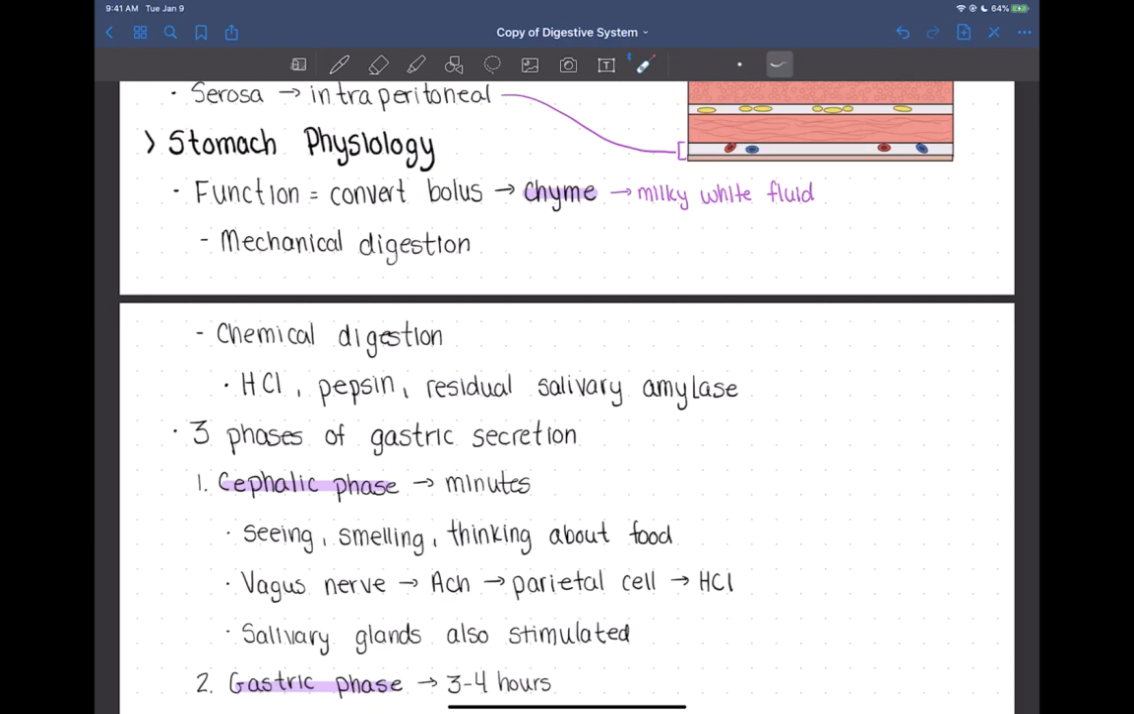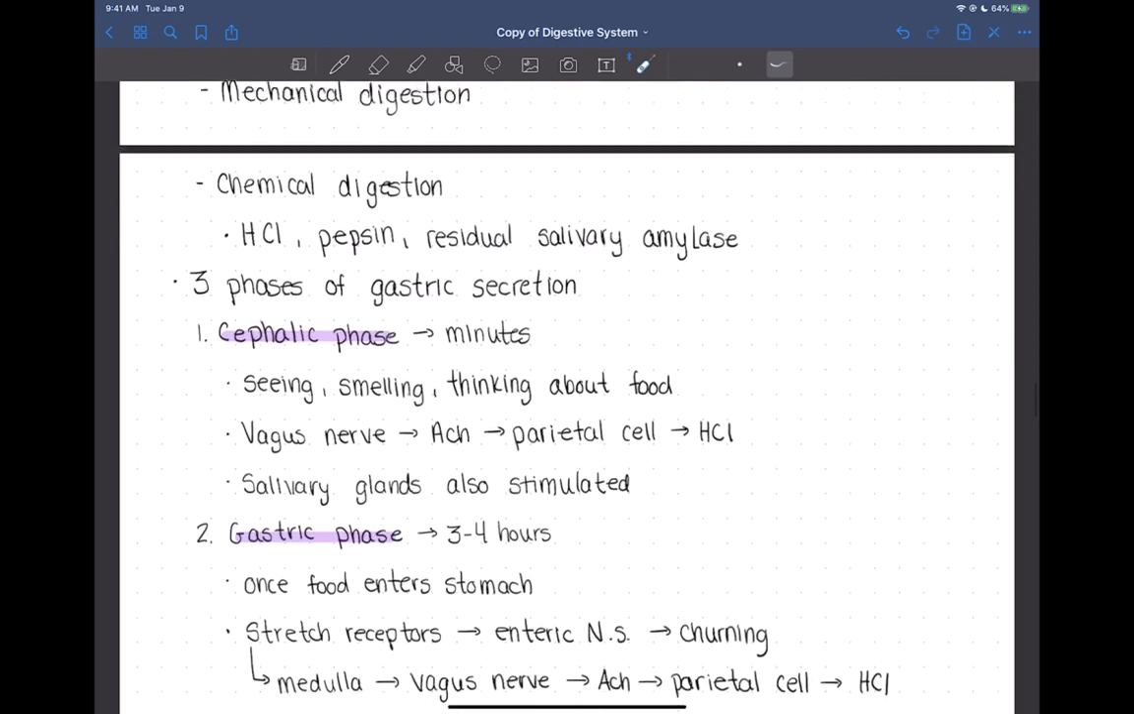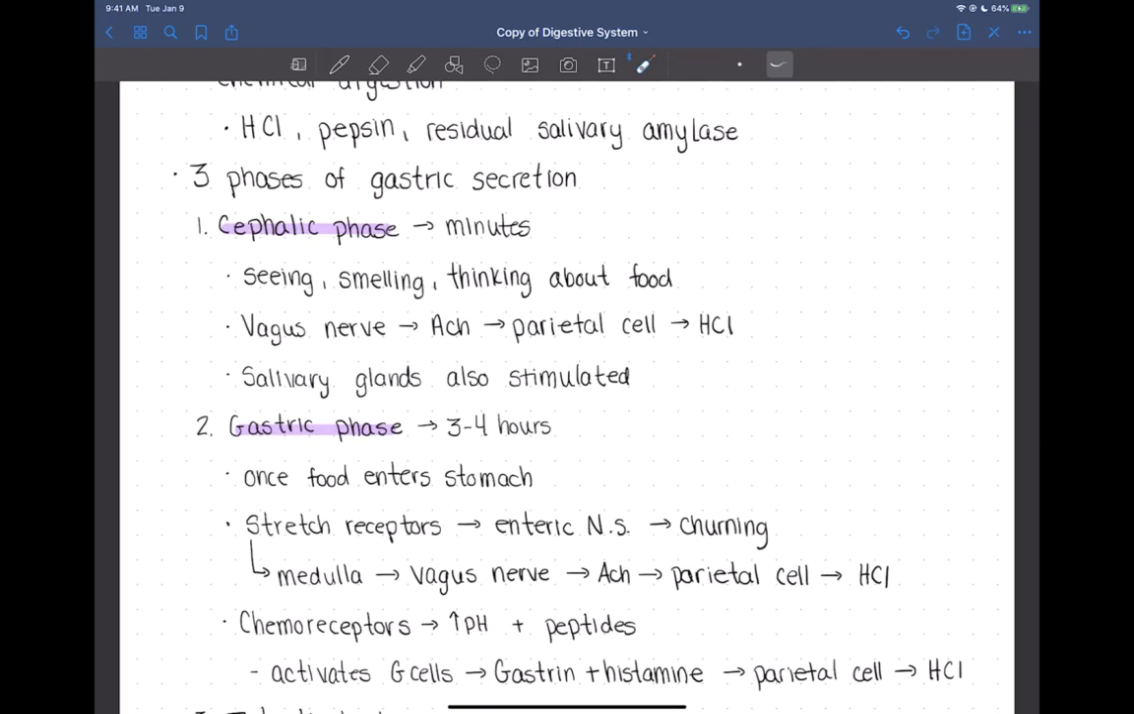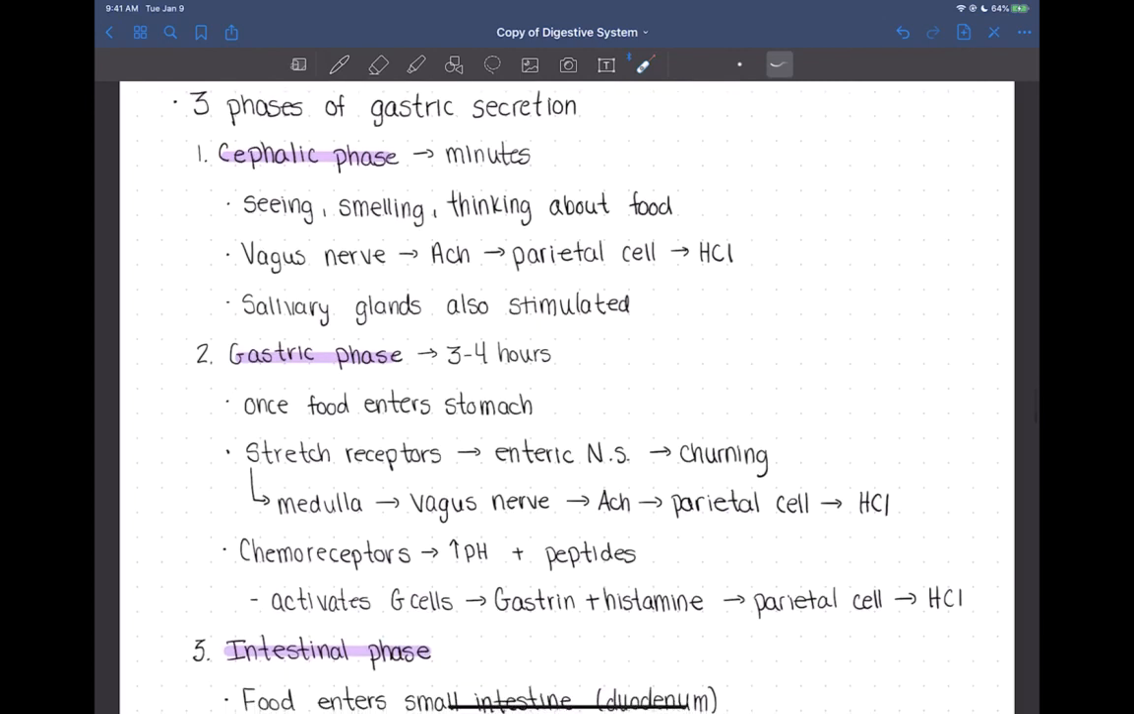All right. So then there's 3 phases for gastric secretion, right? The release of all these components, particularly this HCl, all right? There's 3 phases for that. So let's go through those.